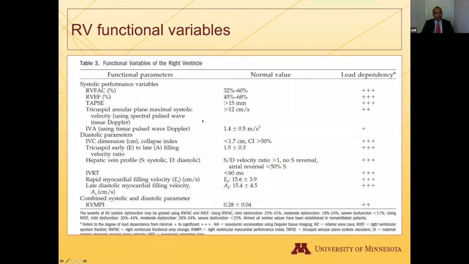Functional variables of the right ventricle. It's a busy slide. There are systolic performance variables, diastolic parameters, and something that combines both the systolic and the diastolic. And there is also load dependency to think about. The one that has the least amount of load dependency will be the IVA. I'm not going to elaborate too much on some of these parameters because we don't use them on a day-to-day basis, and we have time constraints for this talk.